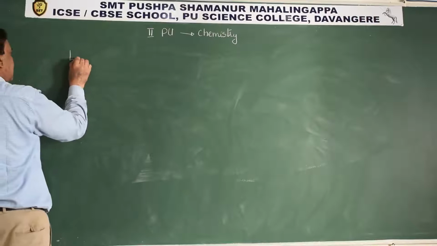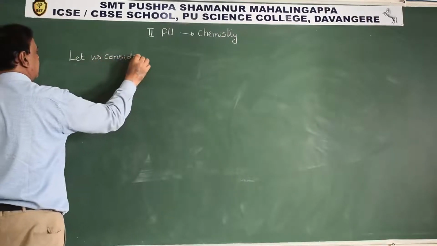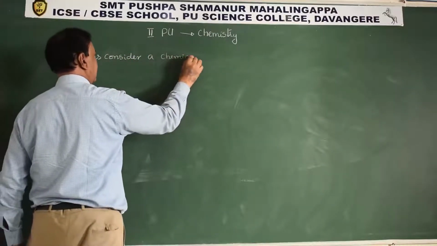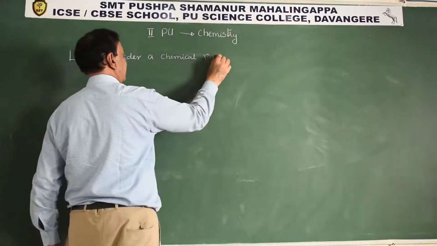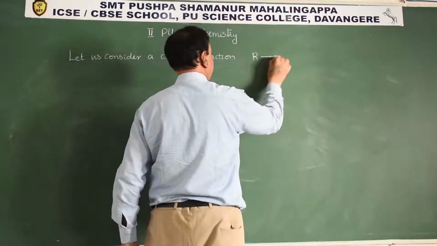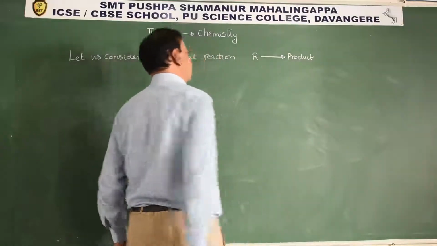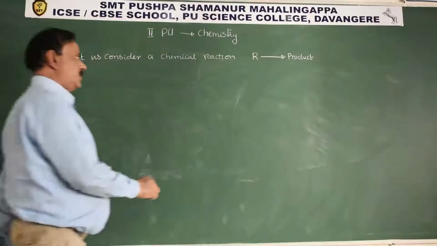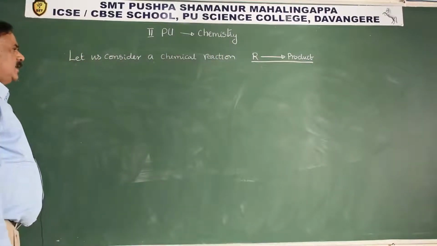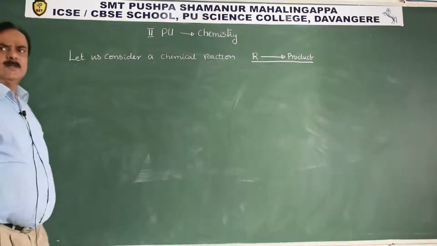Let us consider a chemical reaction. R gives rise to product, where R stands for the reactant. This is very important.